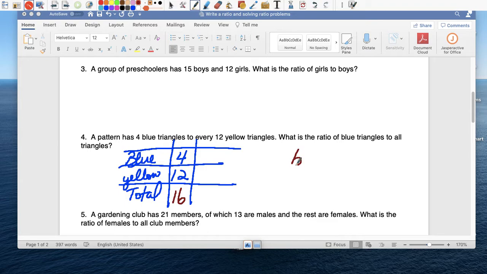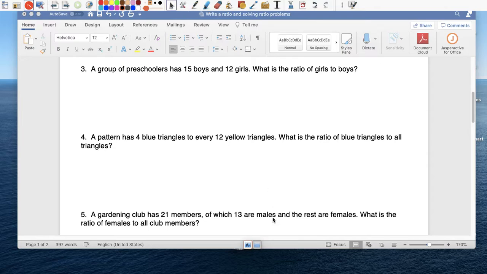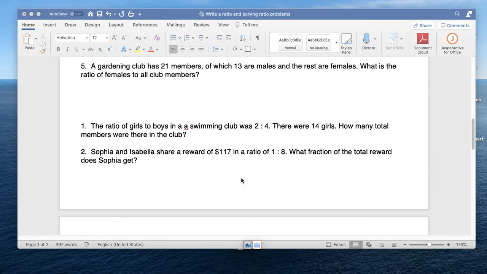What's the ratio of blue? So we want to write blue over total. How many blues? 4. What's the total? 16. Can we simplify this? Yes, we can. If you leave 4 over 16, it's not wrong. But if they ask you to simplify, you gotta simplify. What number can we divide 4 and 16 by? It's gonna be 4. 4 divided by 4 is 1. 16 divided by 4 is 4. So your simplified ratio is 1 to 4. Now we're at 5.